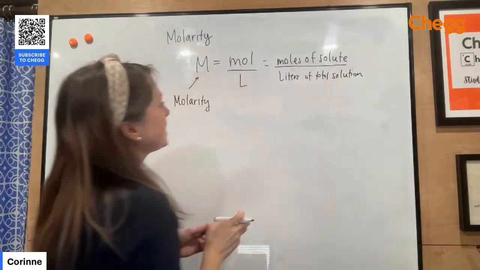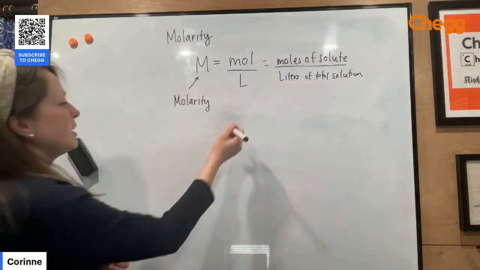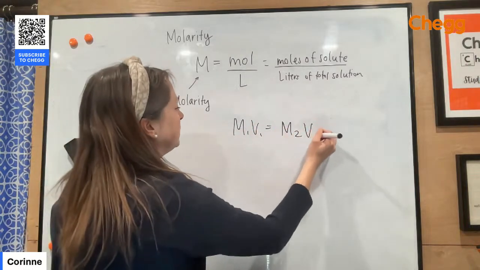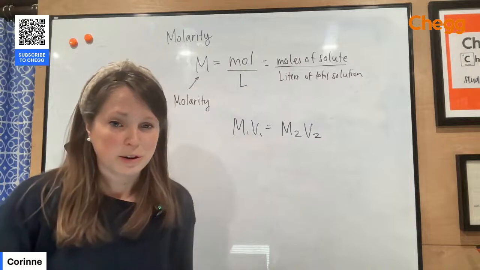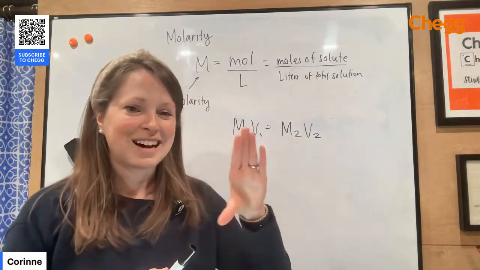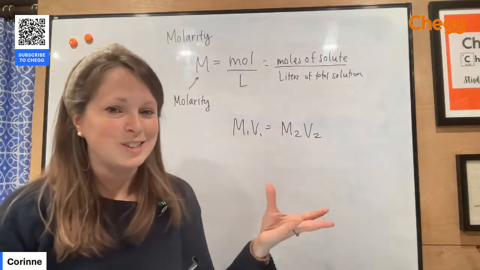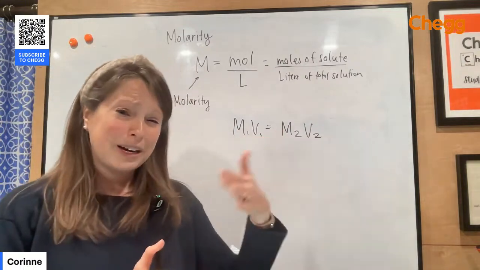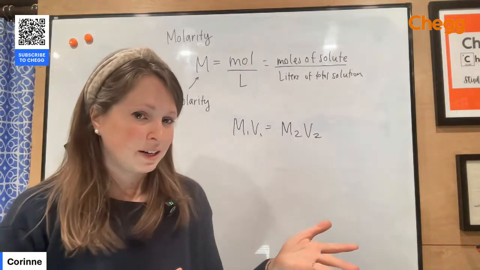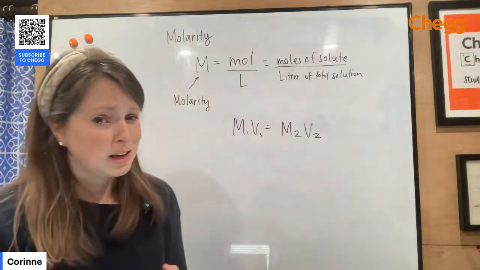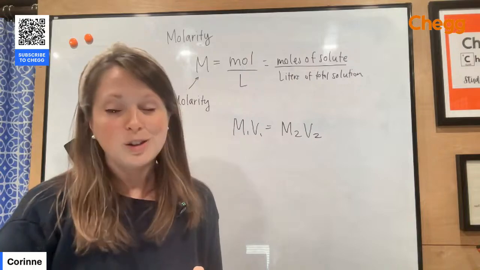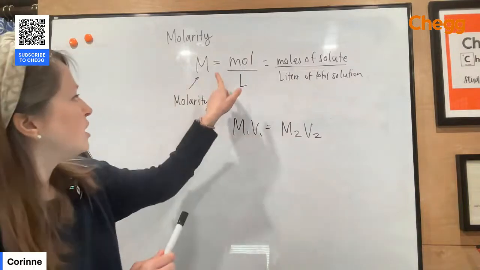Some other equations you might need: if you're doing a dilution, you might use M1V1 equals M2V2. So if you think about a solution and you are diluting it, say you have, I don't know, 100 milliliters of 6 molar hydrochloric acid. You want to dilute it down to 3 molar. You're going to add water to it to make that happen, right? When you add water, are you changing the amount of the solute or the amount of hydrochloric acid in that solution? No, you're just diluting it. So we're not changing the moles at all.